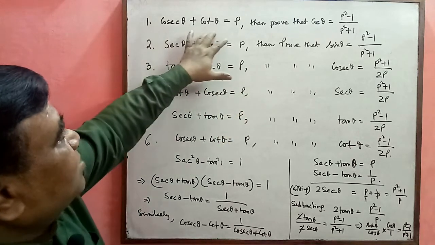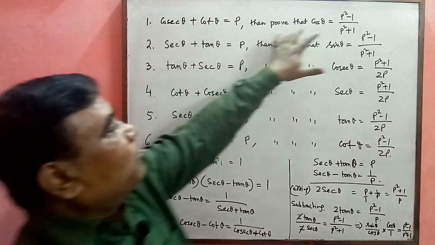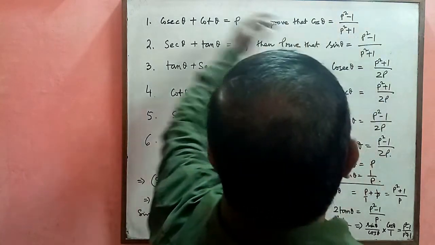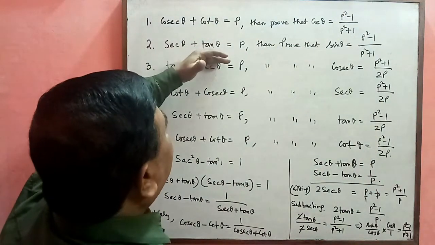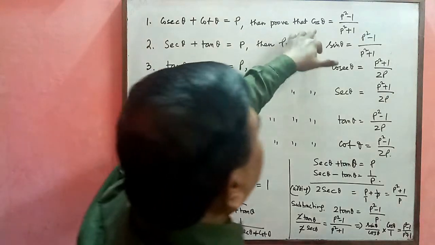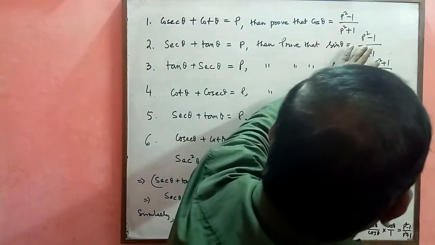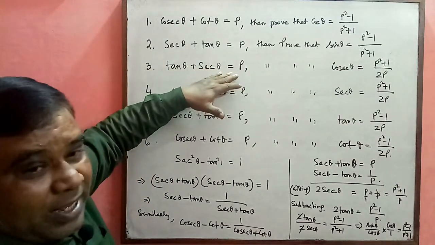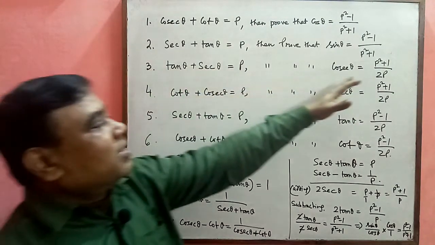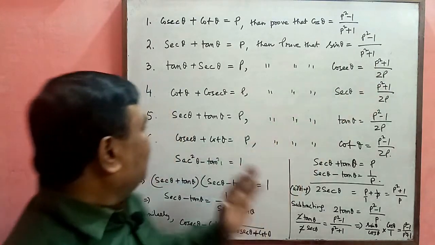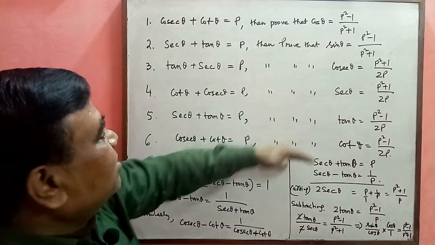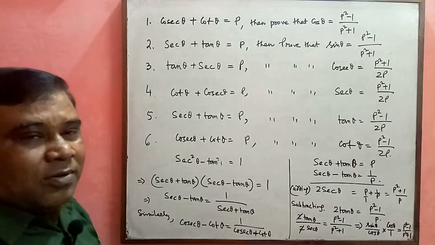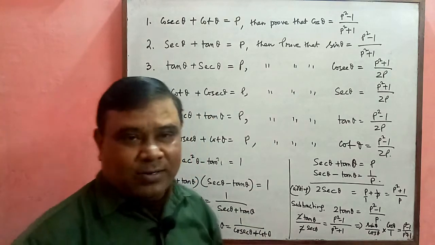If cosec theta plus cot theta is p, then prove that cos theta is p square minus 1 upon p square plus 1. So obviously, if it is sec theta plus tan theta, instead of cos it is sin theta. The same thing here again, tan theta plus sec theta is p. So cosec theta is p square plus 1 upon 2p. Same way we have this problem. Just note it down. The solution will be the same one.